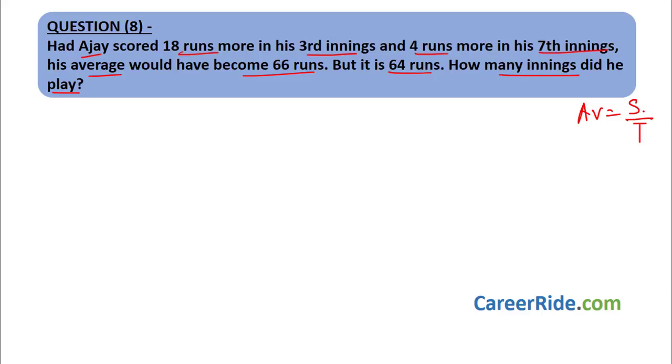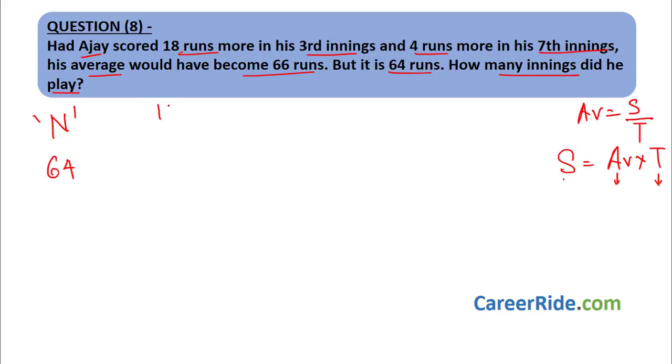Now average is sum of all observations upon total number of observations. So sum of all observations will be nothing but average into total number of observations. So sum of runs scored in all innings, that is total runs, would be equal to average number of runs per innings multiplied by total number of innings, right? So let us say n is the total number of innings Ajay played. The average for an inning is 64 runs, they have given.